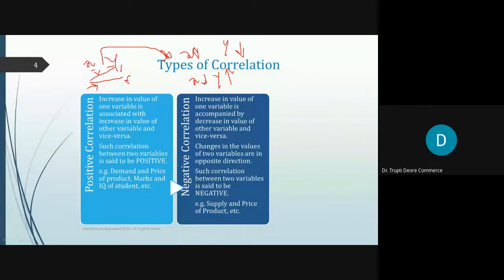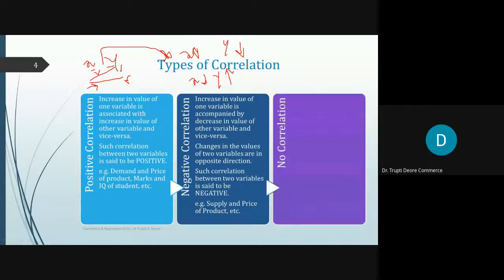For example, supply and price of product. When you see the law of supply or law of demand in the 11th or 12th, there is this rule that if there is a high supply of goods, then the price of the product automatically decreases, because there is a lot of quantity available in the market, so it impacts inversely on the price of product. So it's a negative correlation. It means when the supply increases, price decreases, or reverse, supply decreases, price increases. So it's a negative correlation between supply and price of product.